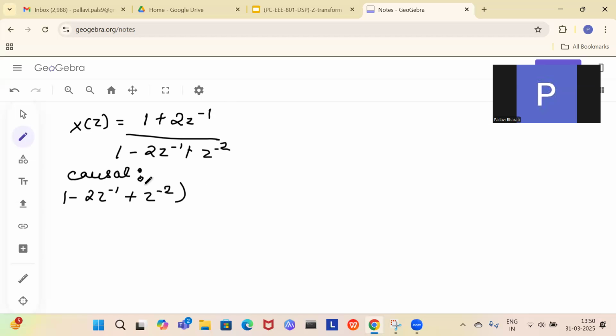In case of anti-causal, the first thing that we will write here will be this one. We will write it in the ascending order. Here we are writing it in the descending order with the negative powers. Now, start doing the division. Over here it's 1 and here it's 1.